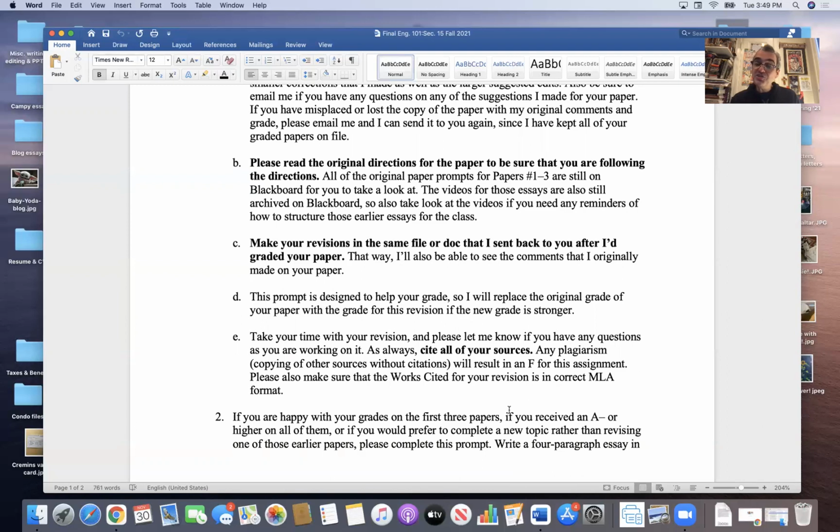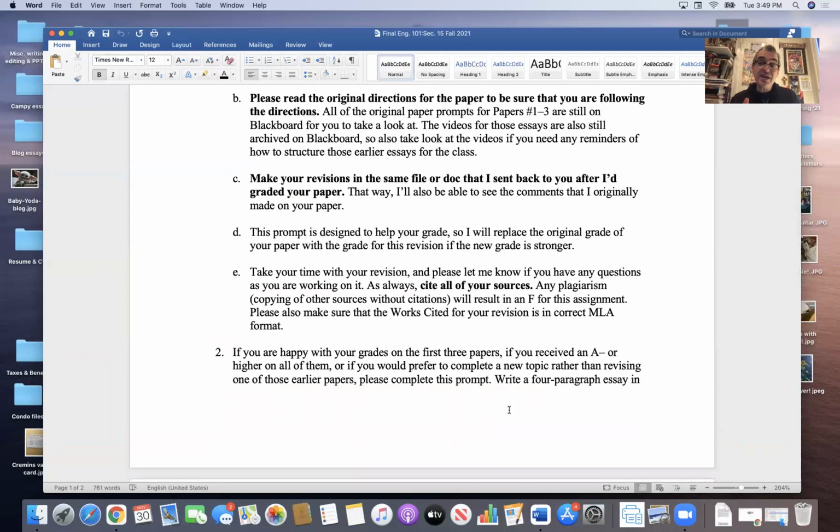And now I mentioned also here that this assignment is designed to help your grade. So it's not designed to hurt it. It's designed to solidify the grade you already have, maybe to even bring it up. So this revision assignment has the potential not only to count for these last 10 points or last 10% of the grade for the class, as I mentioned on the syllabus, but I will also replace the original grade of the paper that you're revising if the new one is stronger.